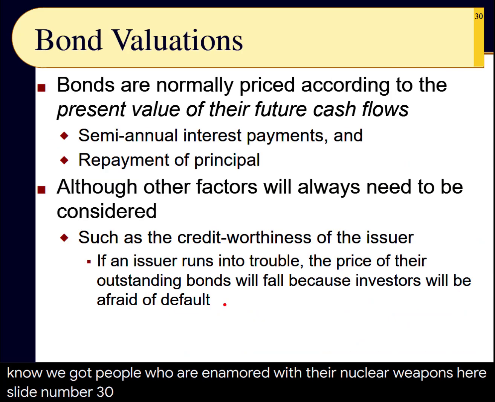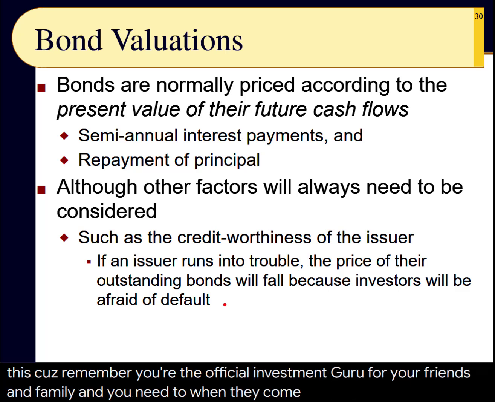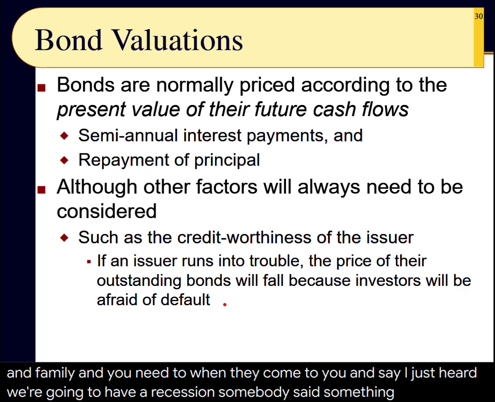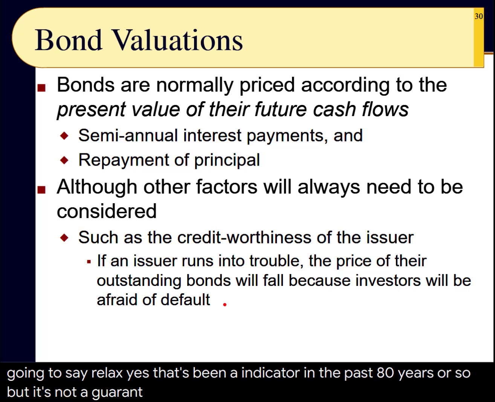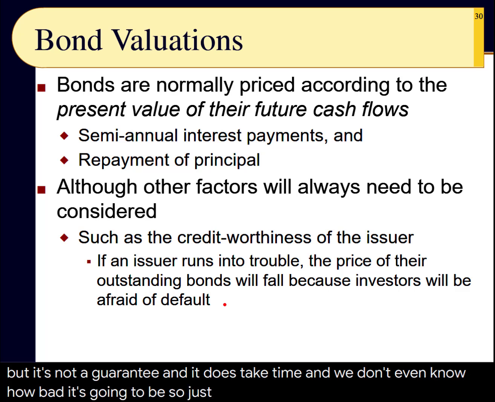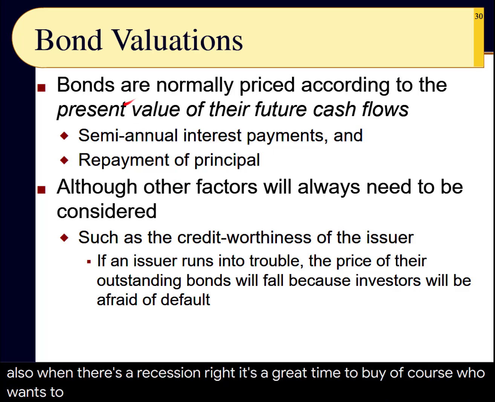Slide number 30. So that was the bond yield curve. And you need to know this because, remember, you're the official investment guru for your friends and family. When they come to you and say, I just heard we're going to have a recession. Somebody said something inverted. You're going to say, relax, relax. Yes, that's been an indicator in the past 80 years or so. But it's not a guarantee, and it does take time. And we don't even know how bad it's going to be. So just think about the long term. All right, now, also, when there's a recession, right, it's a great time to buy. Of course, who wants to buy when prices are falling?